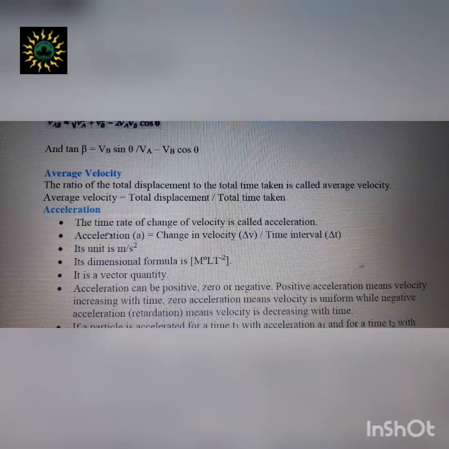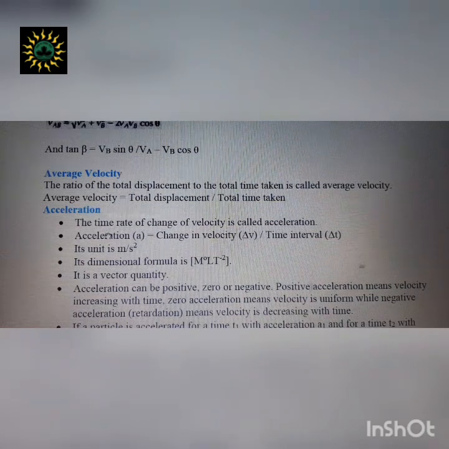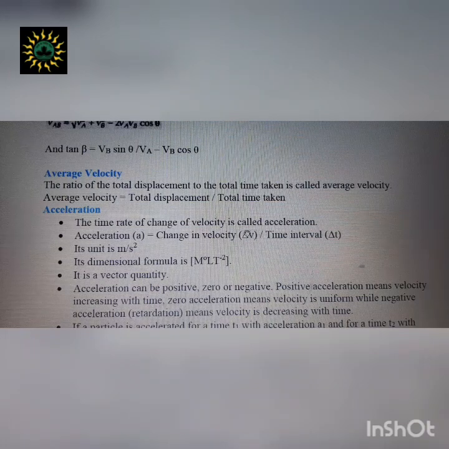Velocity is complete. Now acceleration, what is acceleration? Time rate of change of velocity is called acceleration. You know these terms. So acceleration is equal to change in velocity divided by time. Suppose the change in velocity is delta v and the interval of time is delta t. If in delta t interval of time the velocity changes by an amount delta v, you get the acceleration delta v by delta t.